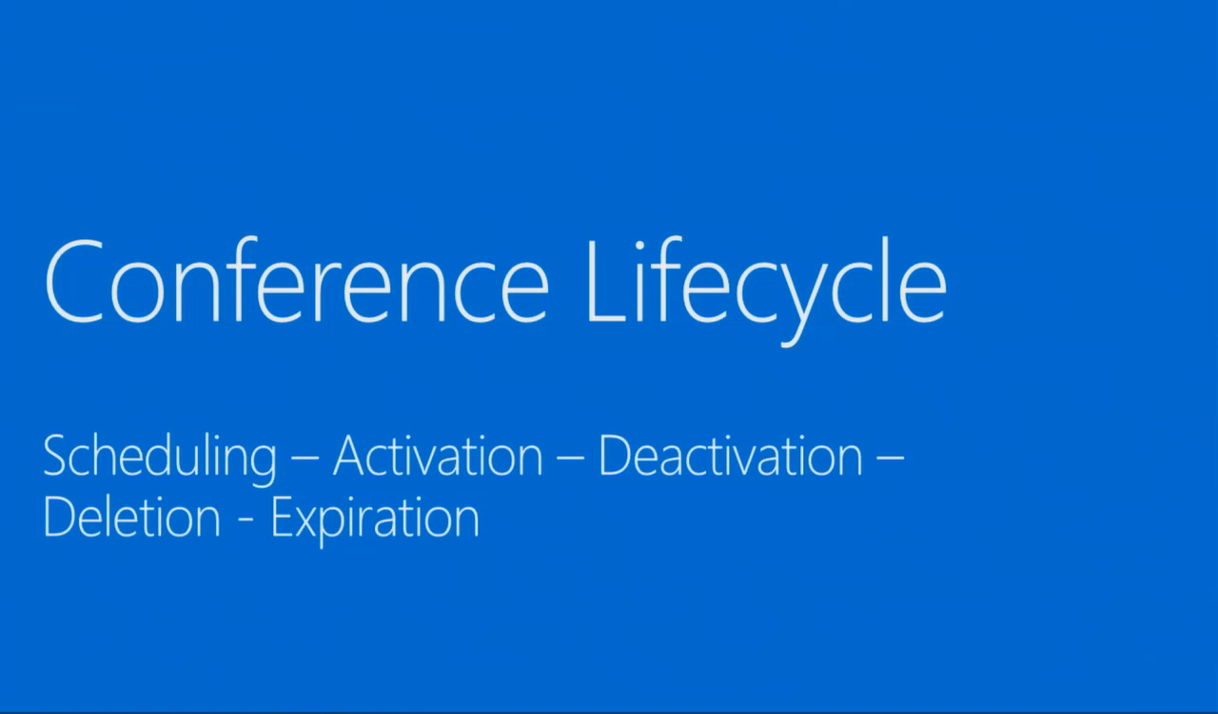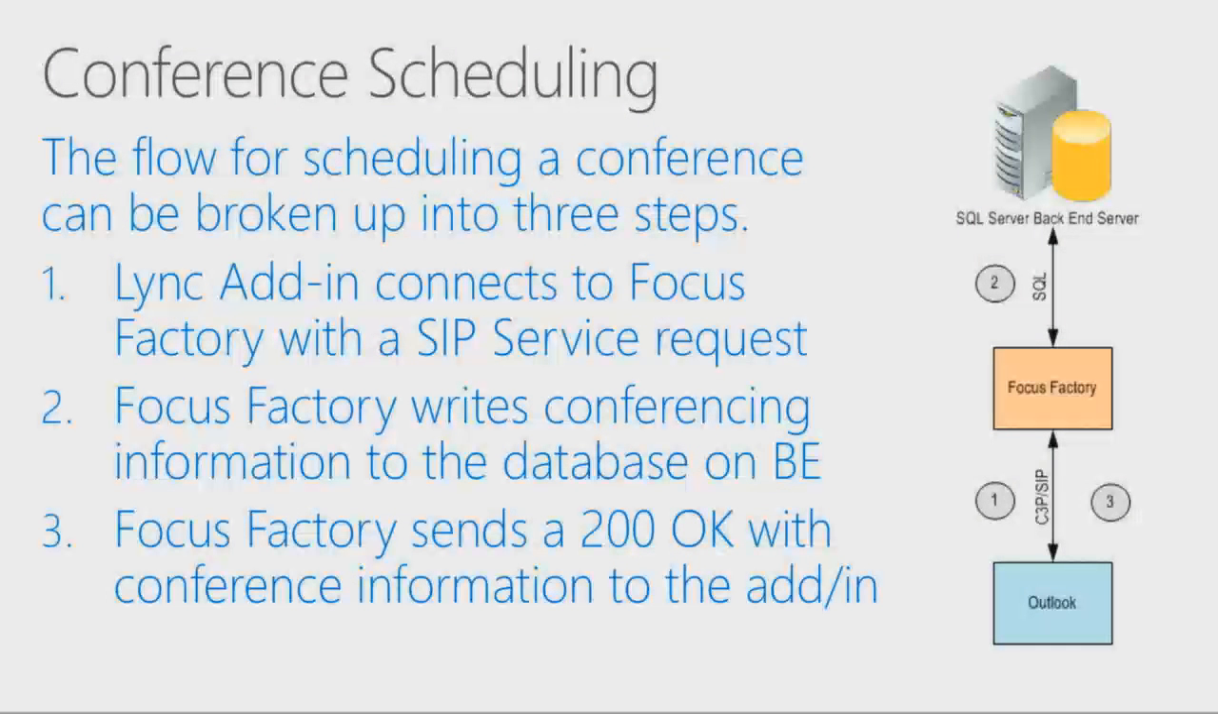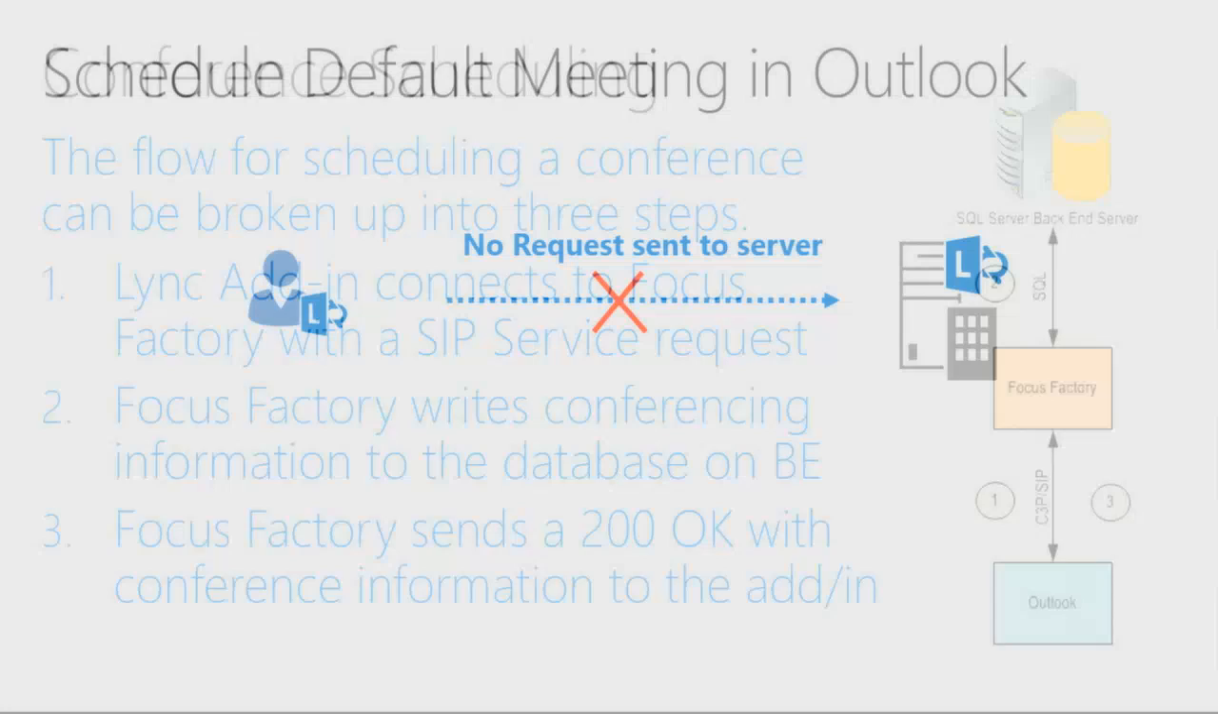Okay. So the next section is conference lifecycle. This will just be a kind of recap of how we scheduled the meeting and the Focus that I explained at the beginning. Well, we have Outlook. We talk to the Focus Factory, and the Focus Factory schedules the meeting and sends back the meeting information with a 200 OK. And you have to remember that 200 OK for the last slide then.